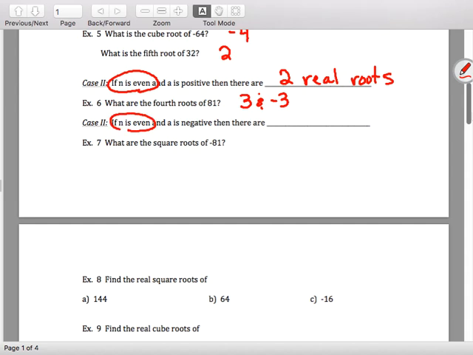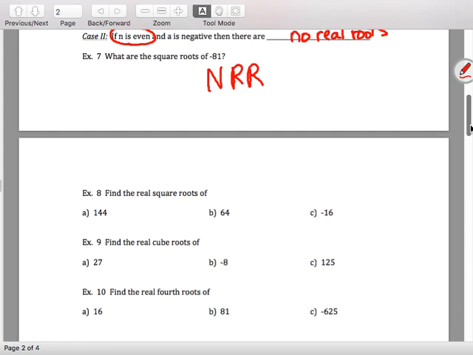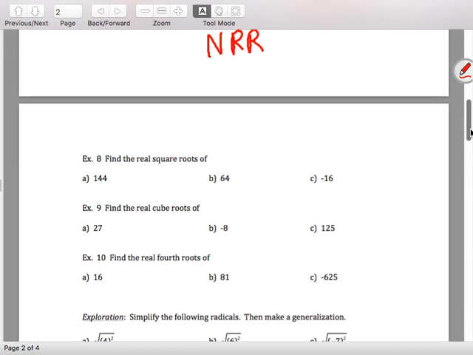If n is even and a is negative, there's no real roots. So in example 7, if I said to you, what are the square roots of negative 81? There's no real root because negative 9 times negative 9 is positive 81. All right, so we're going to use this to do the next group. And I hear you flipping already, so that's fantastic.